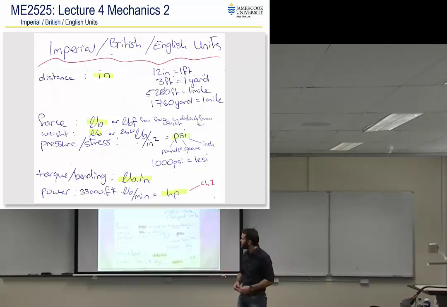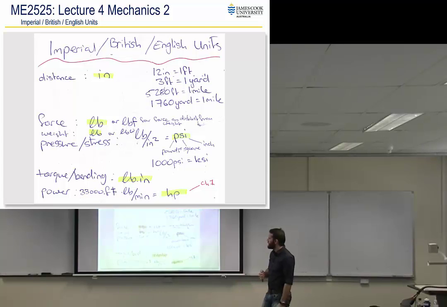5,280 feet to a mile, that one I don't expect you to remember, you can just look that up. And 1760 yards to a mile. So those two, not really important. 12 inches to a foot, very important, because oftentimes you need to be calculating back to inches from information in feet.